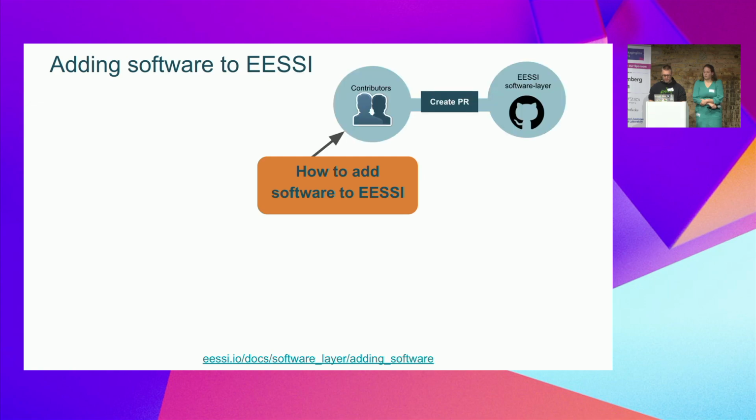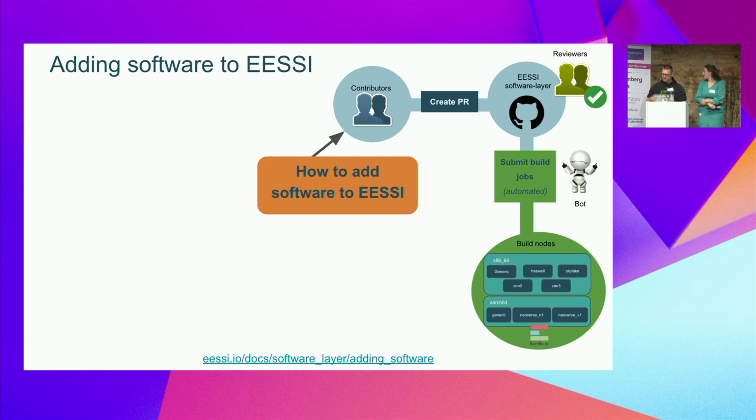How does that work? A contributor opens a pull request to our software layer repository where they somehow express that they want to add a software package. Right now, this is basically adding a line in the YAML file that says, give me TensorFlow this version with this compiler. Someone looks at this and says, this makes sense. Then they ask a bot to go ahead and do all the builds on each of the CPUs we support. So that's all fully automated in the cloud.